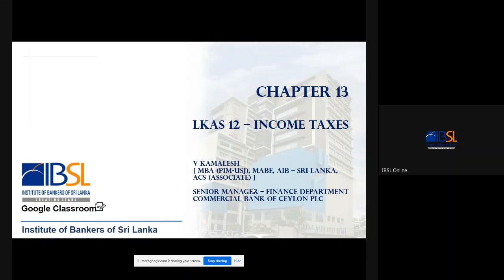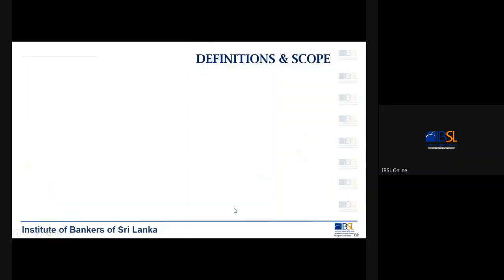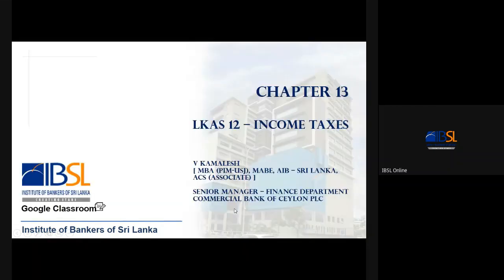Now, income tax itself, you can learn it for 6 to 8 months. So what we are going to look at is only a synopsis of income tax. LKAS 12 covers the income taxes standard, and we are going to look at some of the details pertaining to income taxes.